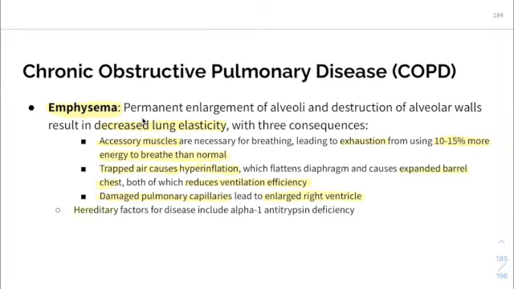Emphysema can be hereditary. Somebody who has the hereditary emphysema has alpha-1 antitrypsin deficiency. So that's something that can actually be tested for in people who have emphysema to find out whether it is an inherited disease or whether it's something else causing it.